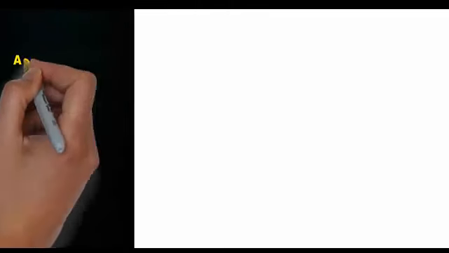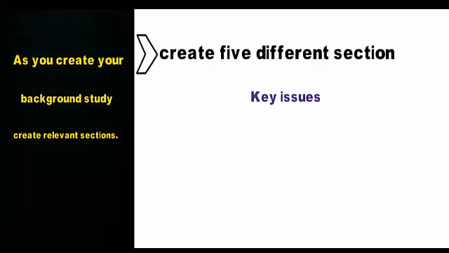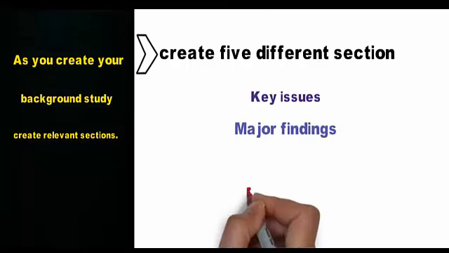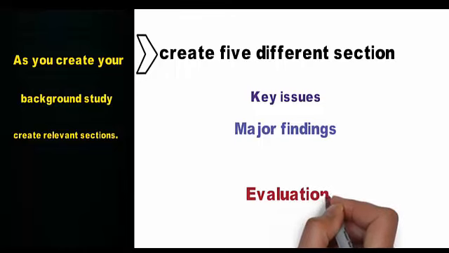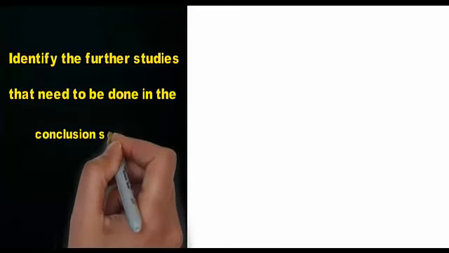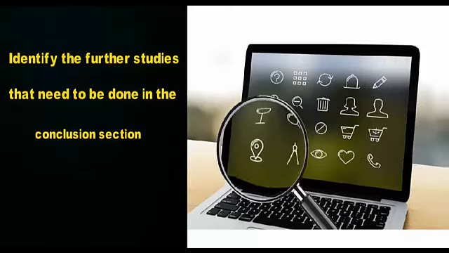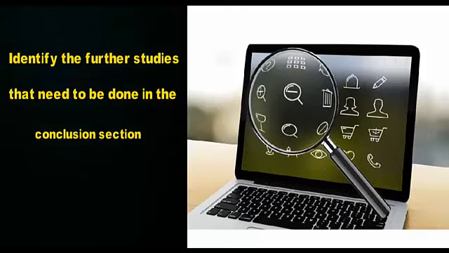Step 5. As you create your background study, create relevant sections. When you start writing, create 5 different sections that have the key issues, major findings, and the controversies that are surrounding your thesis, and also a section that provides evaluation and a conclusion. Step 6. Identify the further studies that need to be done in the conclusion section. Also mention possible solutions to the issues that have not been taken into consideration in the past.